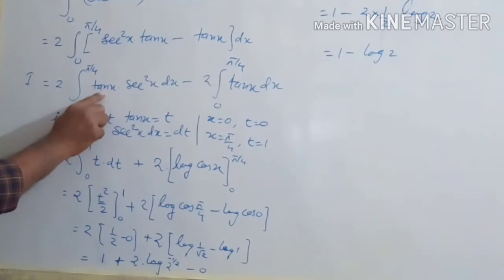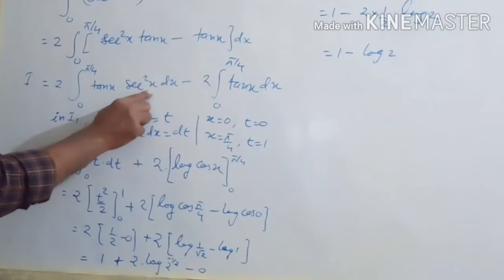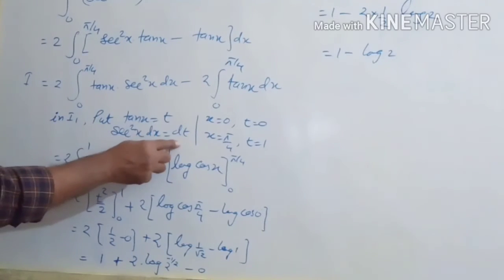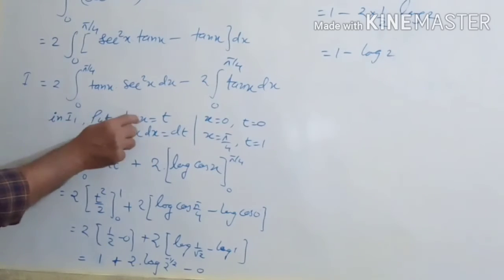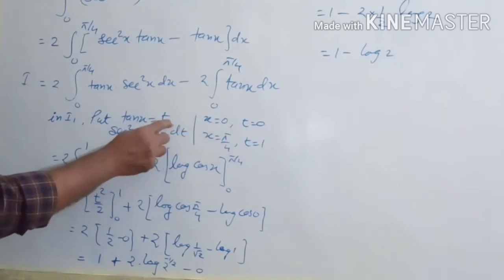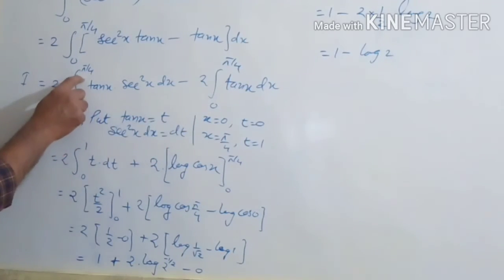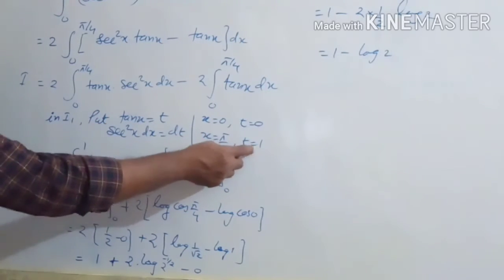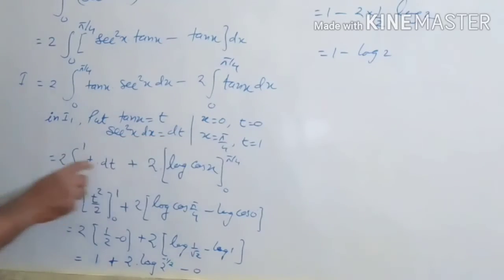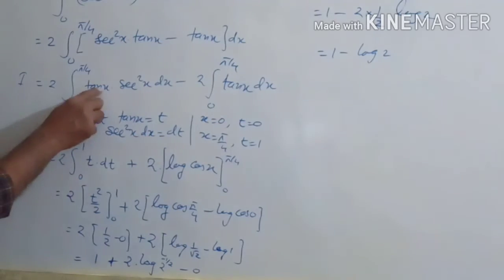In the first integral, put tan x equal to t, so sec square x dx will be converted into dt, and also change the limit. When x is equal to 0, tan 0 is 0, so t is 0, and when x is equal to pi by 4, tan 45 is 1, so t is equal to 1. So the new limit is 0 to 1, and this is only t.